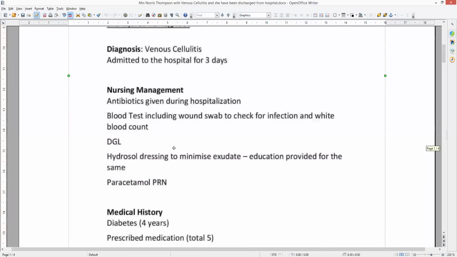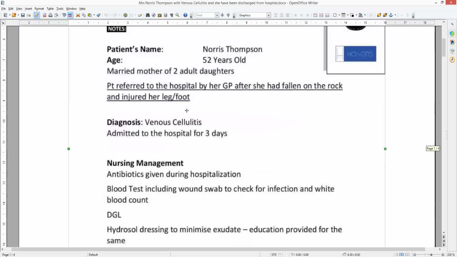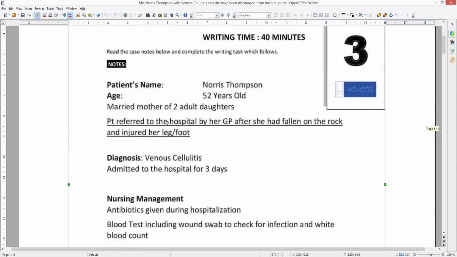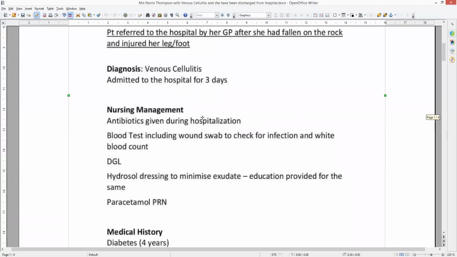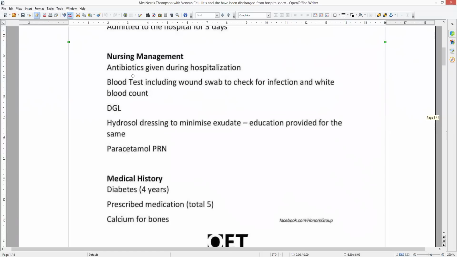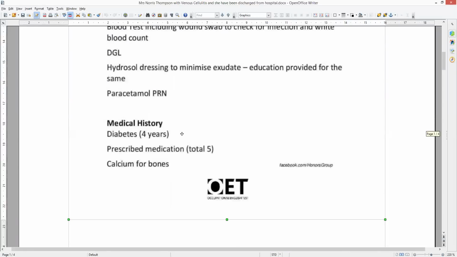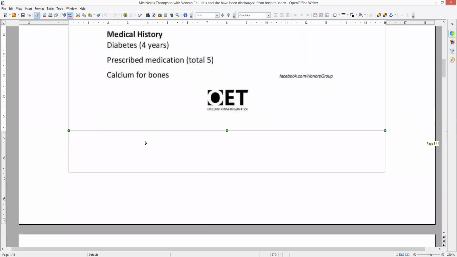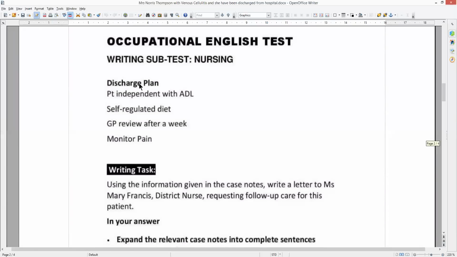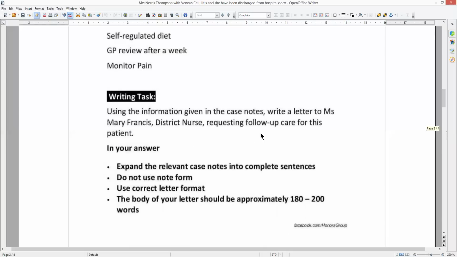So let's have a look. So she's been in, right, so she had an accident, injured the leg, foot, was in hospital for 3 days, antibiotics, blood test, and a bit of medical history, discharge plan being reviewed by the GP. So we need follow-up care for this patient.